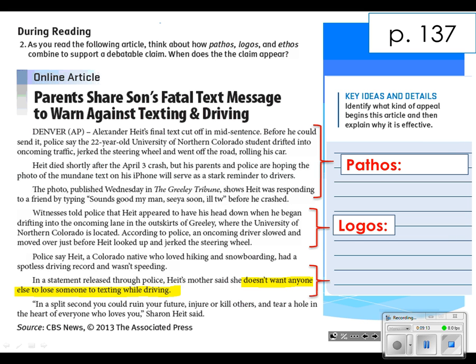Police say Height, a Colorado native who loved hiking and snowboarding, had a spotless driving record and wasn't speeding. In a statement released through police, Height's mother said she doesn't want anyone else to lose someone to texting while driving.